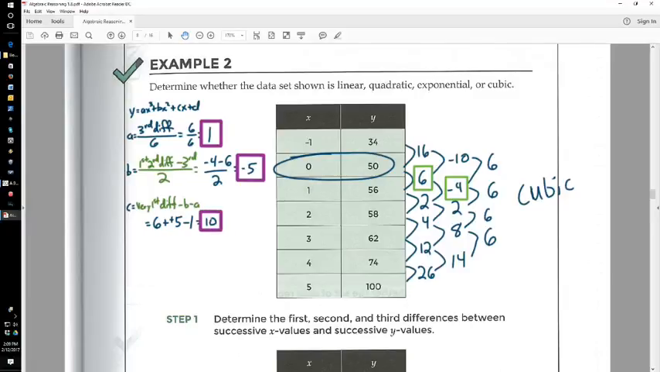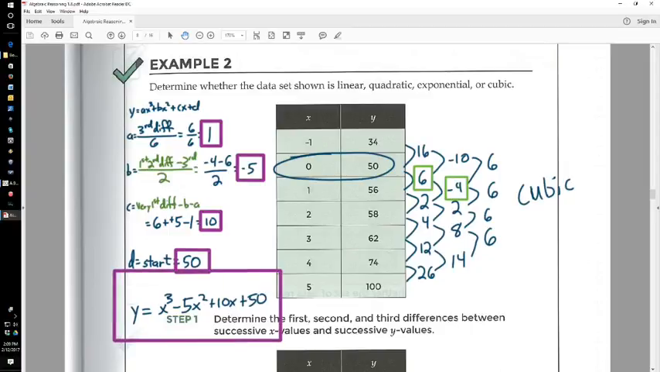And then last but not least, your d value is your start. So when x is 0, y is 50. There's your d value. So y equals a, which is 1, so I'm just going to write x to the third power. B is negative 5, so minus 5x squared. C is 10, so plus 10x. And d is 50. That is your final equation.